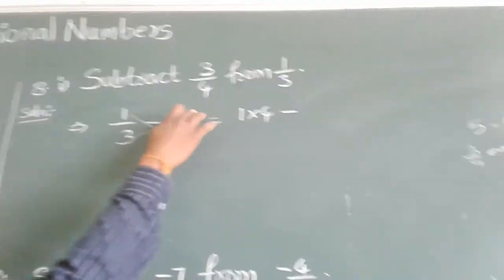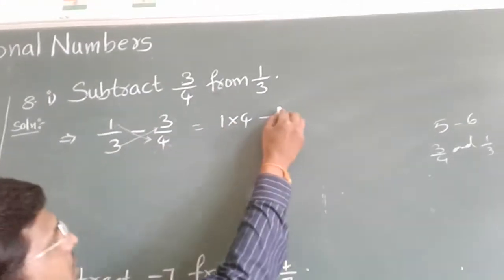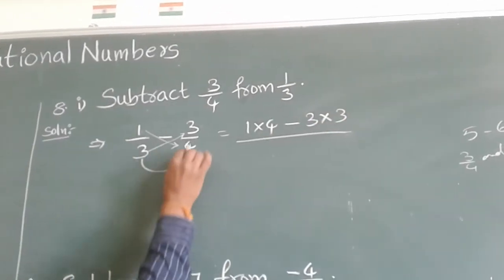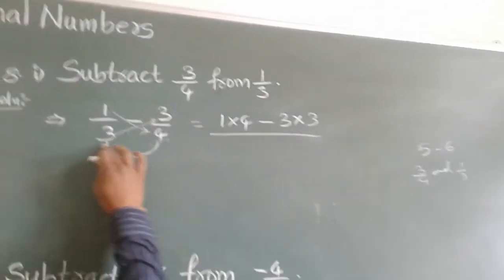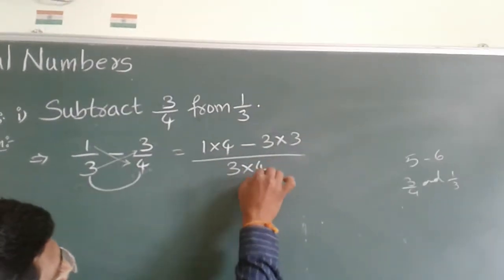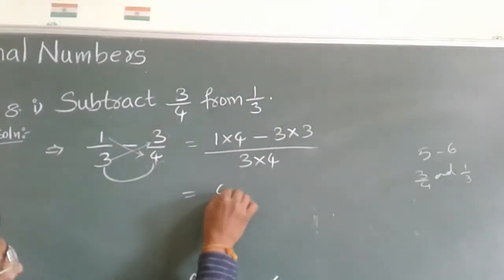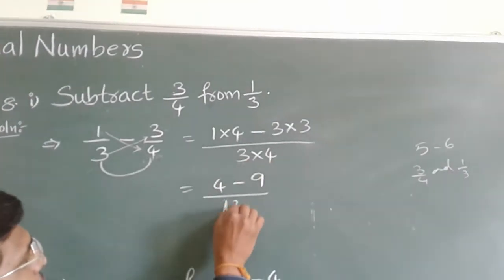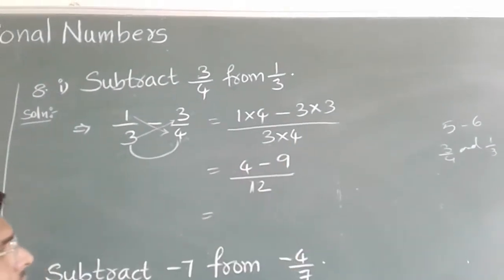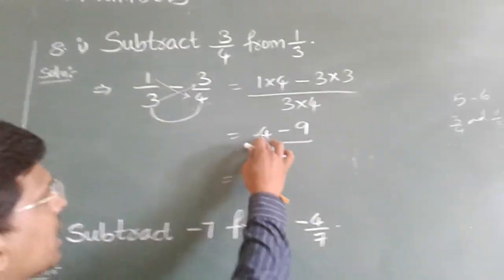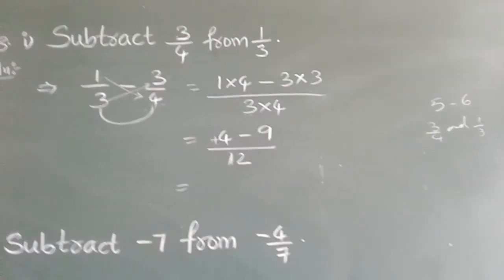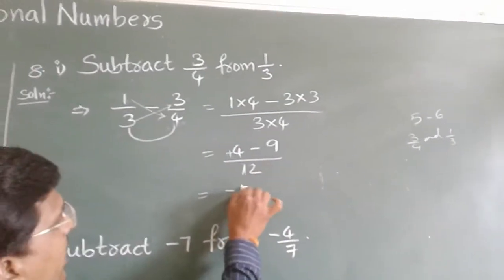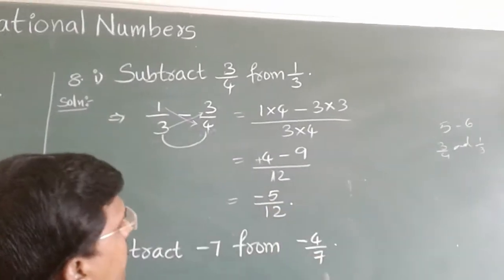And second numerator, first denominator, multiply that. So 3 into 3, divided by, multiply both the denominators, 3 into 4. See, 1 4s are 4 minus 3 3s are 9, by 3 4s are 12. See 4 minus 9. One number has a positive sign and another number has a negative sign, so here we can go for subtraction. 4 minus 9 is minus 5 by 12.